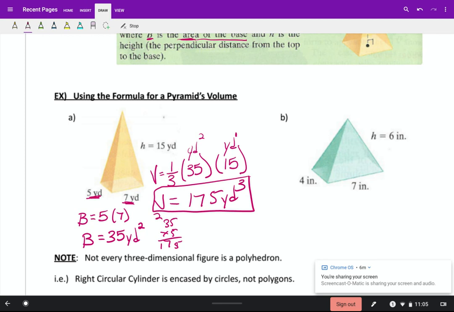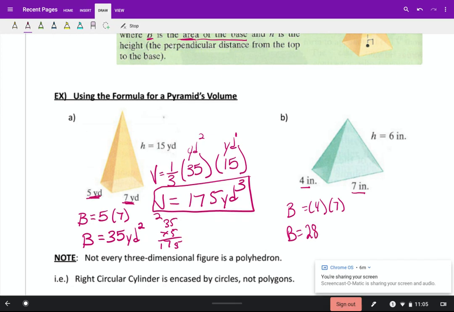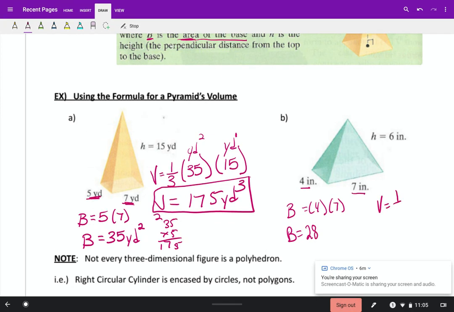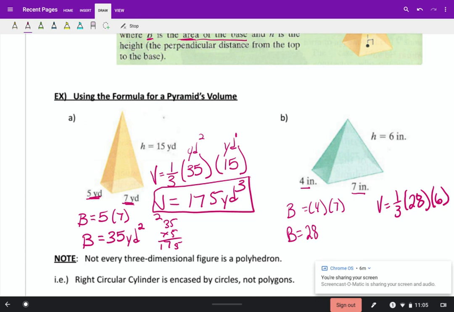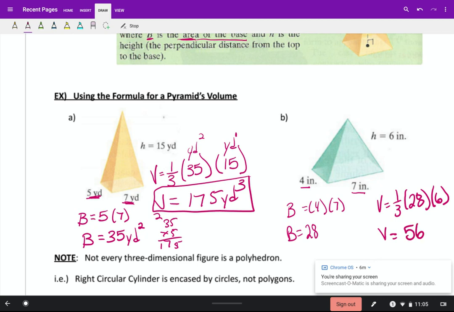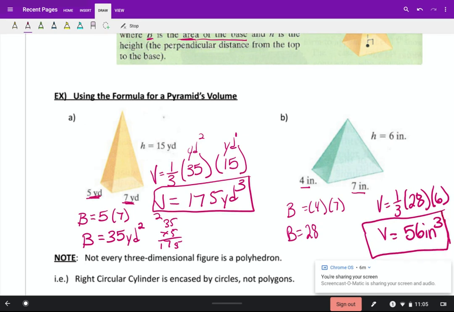So do the same thing for this one. You're going to have a big B. We've got to find that first. You're going to do 4 times 7. So your big B is going to be 28. And then volume is equal to 1/3 of 28 times 6. 6 divided by 3 is 2. 28 times 2 is 56 inches cubed. Again, the big B is inches squared, and the 6 is inches, so that's where you get the inches cubed.